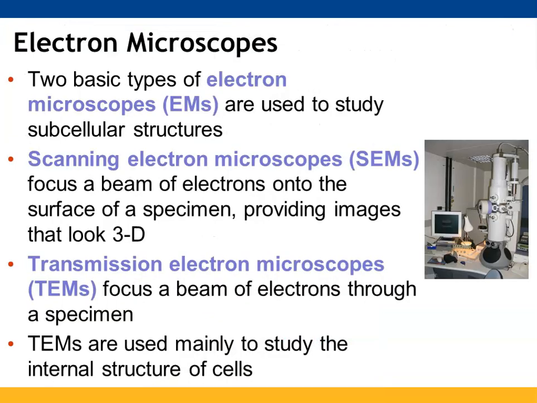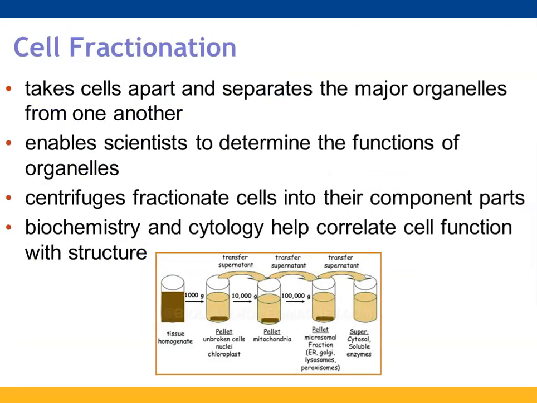It's the same image, it's just that the one has been labeled as opposed to the other. So electron microscopes are able to look at subcellular components. Specifically, scanning electron microscopes will take a beam of electrons and push them onto a specimen surface, and by doing that, it's able to provide what appears to be 3D images. Transmission electron microscopes take a beam of electrons and put it through a specimen so that you can examine its internal structure.